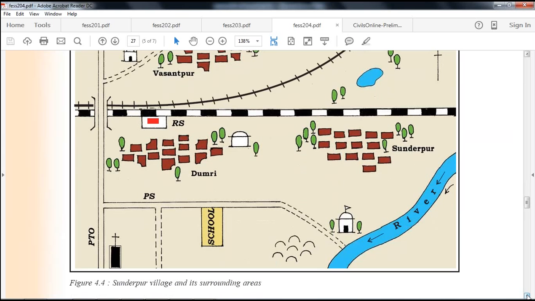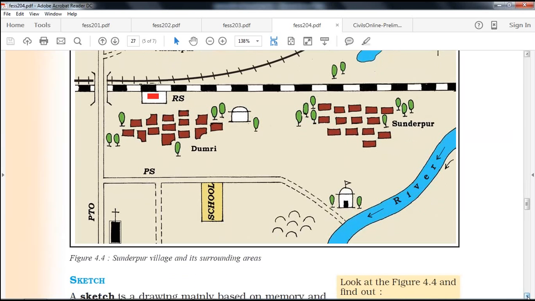Here is a complete example he has given of Sundarpur village and its surrounding areas. Based on that, he is asking some questions. You can try these. You'll get through with map pointing. We know all these things from our childhood. We learned about map pointing, but it's no harm looking at it again, because we might have been missing something or we might have forgotten some concept. So go through these.